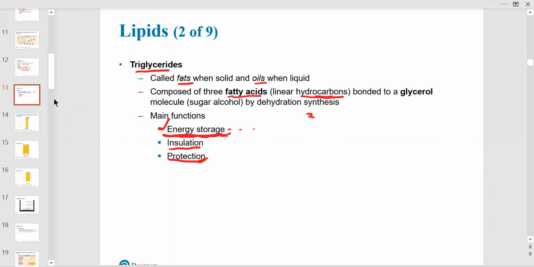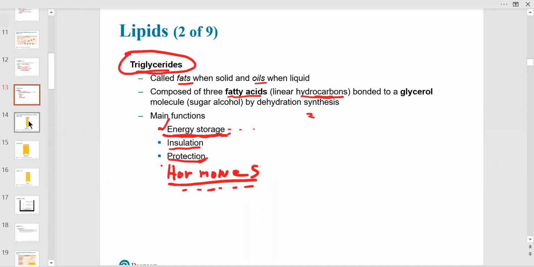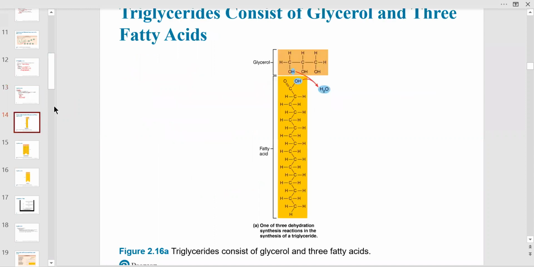Okay? But there's another function of adipose tissue, which is mostly triglycerides. Besides storage of triglycerides, adipose tissue, which is connective tissue, also does hormone release. Your adipose can release hormones, and they're important for reproduction and for some brain functions as well. The research is still going on about that, but it's more than just energy storage these days.